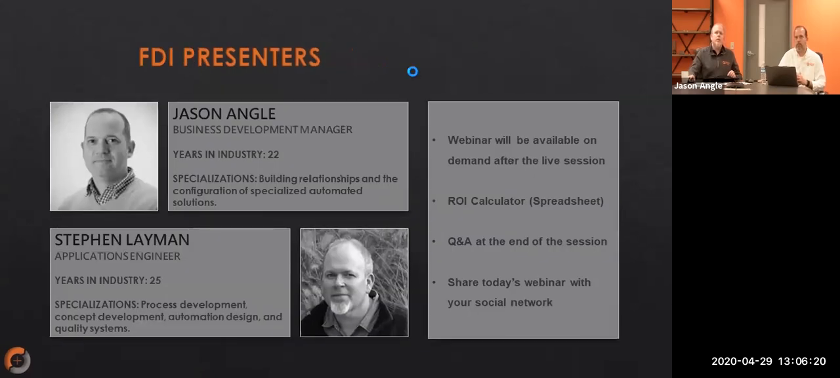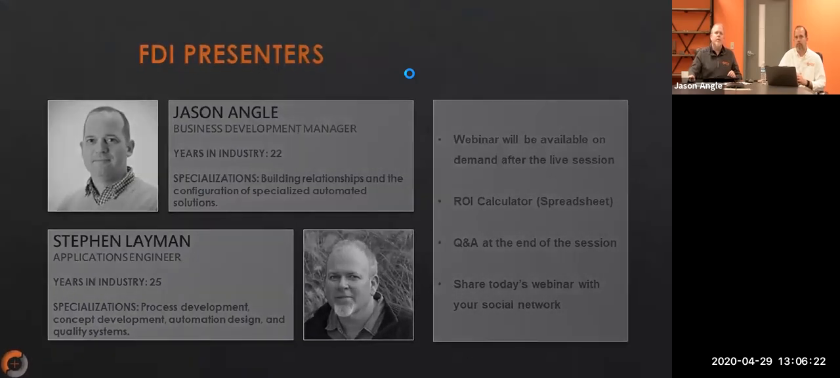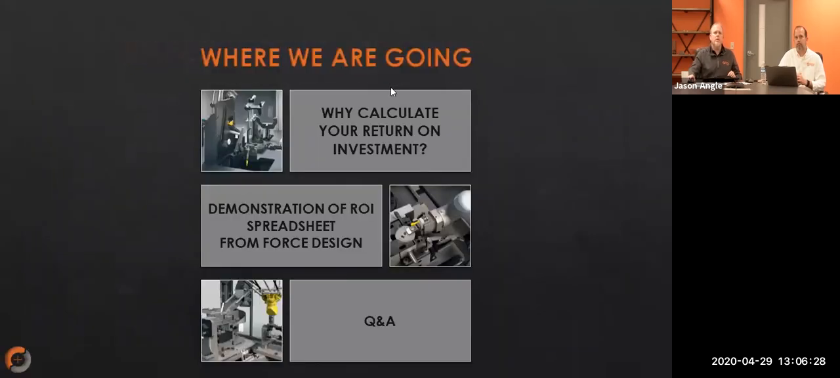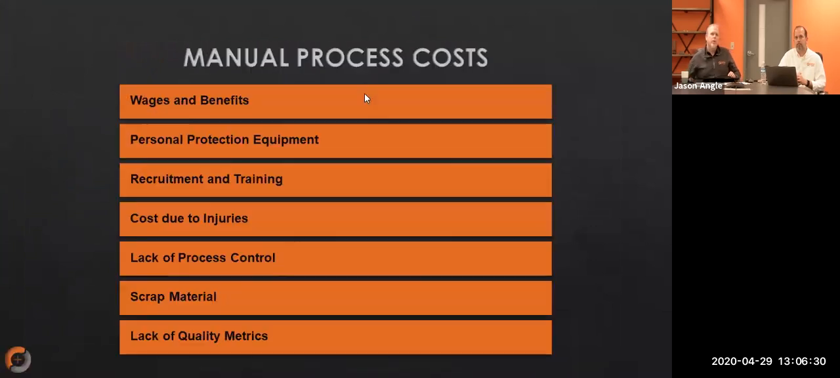So let's talk about here some of the costs associated with automation. So there's the obvious stuff that we think about when we think about operator cost, operator benefits. One thing we see in some applications is personal protection equipment. We looked at an application just the other day that annual cost for personal protection equipment was, I think, right around $10,000 for the operators in this particular process. So that can be a pretty big one.